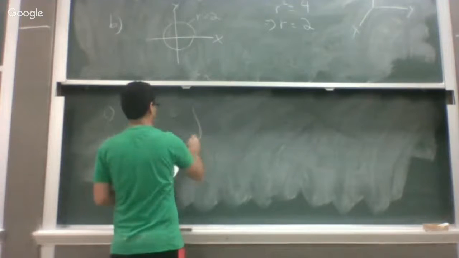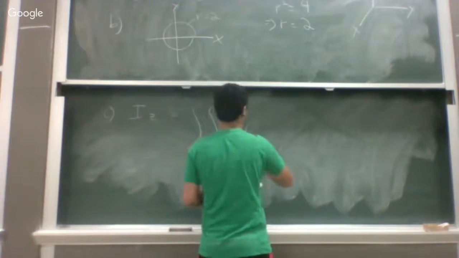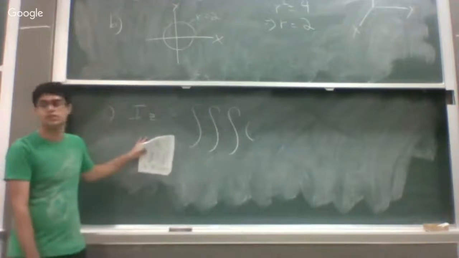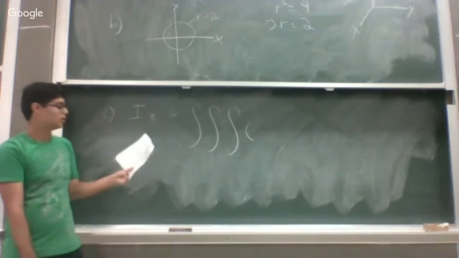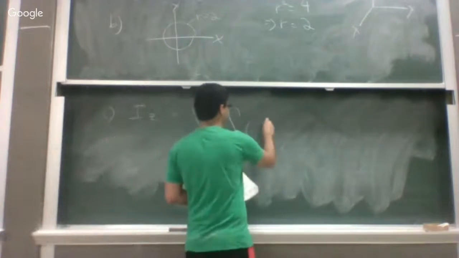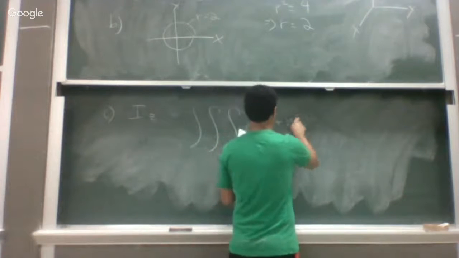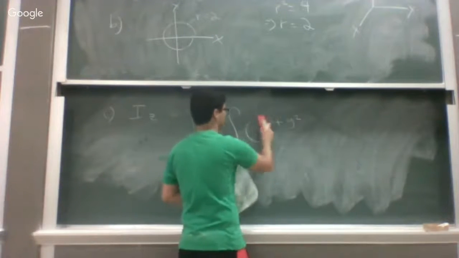So we have the triple integral of, what do I write here for Iz? R squared. It is r squared, but essentially it's always x squared plus y squared, which in this case, since we're using cylindrical, we can just write r squared.